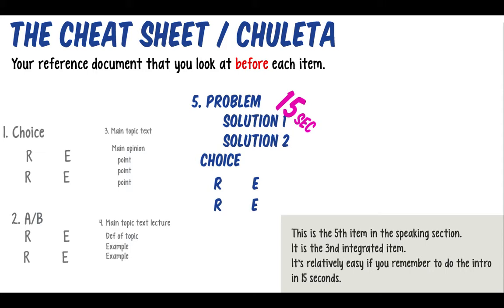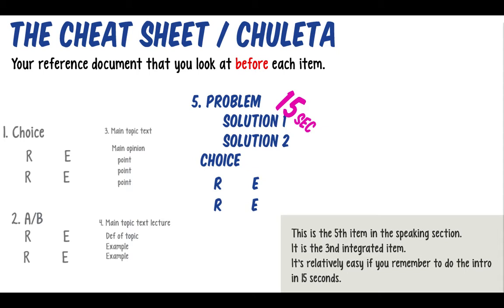And here is the cheat sheet or the chuleta for you Spanish speakers. The most important thing with this item is to explain the problem, solution 1 and solution 2 in 15 seconds. And then you have 45 seconds to do your choice, the reason example, reason example. If you look at the bottom part of this chuleta from choice down, it's identical to the chuleta from item 2.